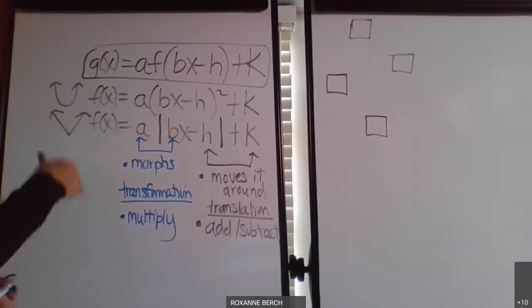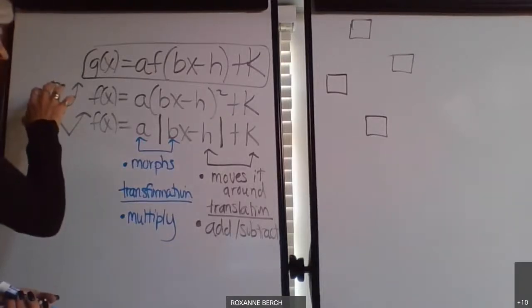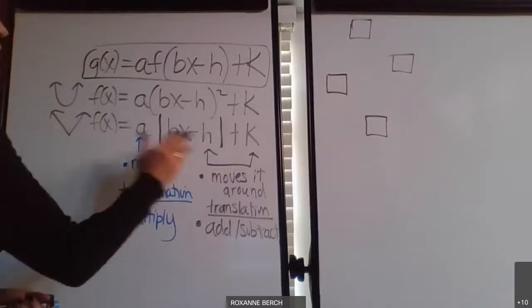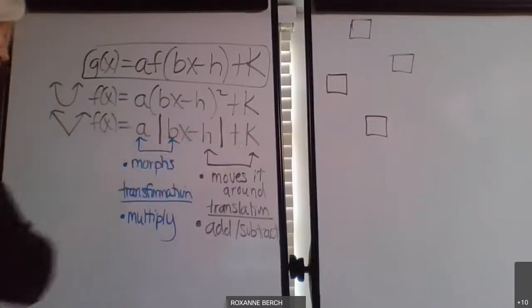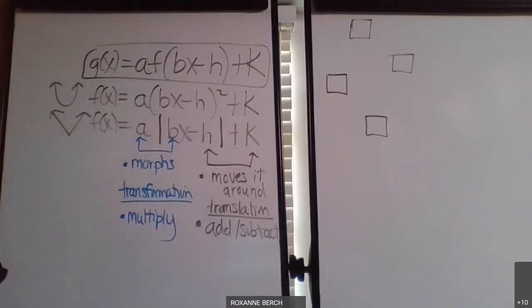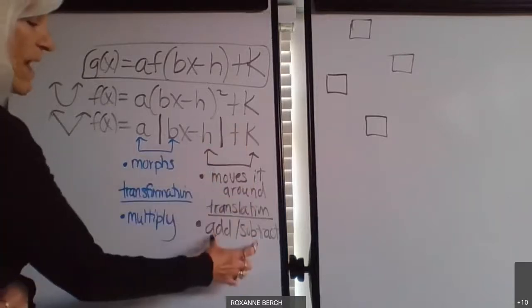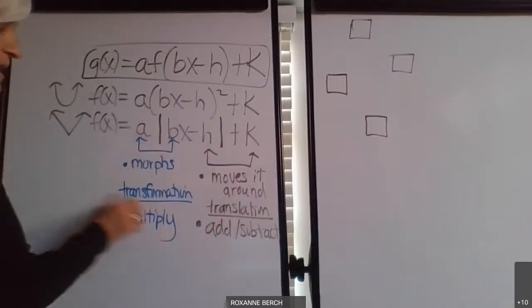Okay, so you need to know what the graph looks like. You need to know what A, B, H, and K do. And you also need to know when you have H and K, you add and subtract. When you have A and B, you multiply.